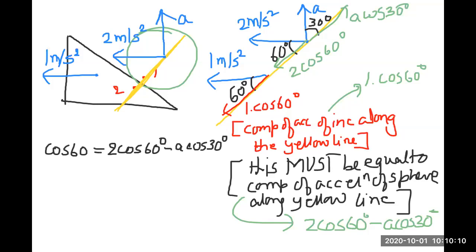cos 60 कितना होता है? हाफ होता है ना, हाफ इज इक्वल टू 2 माइनस a रूट 3 बाई 2। हाँ कितना आ रहा है? a का वैल्यू कितना आएगा? a का वैल्यू 1 बाई रूट 3 आएगा। सही लिखा मैंने?